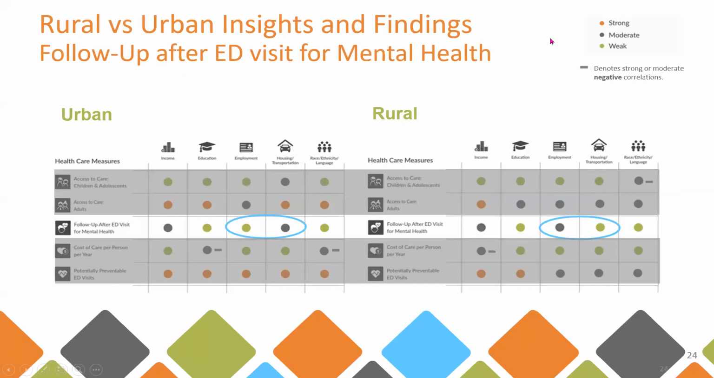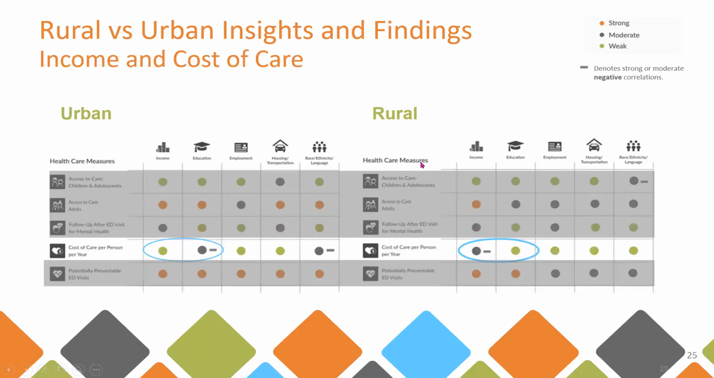So the next measure I'm going to focus on is follow-up after an emergency department visit for mental health. In urban areas, more crowded housing and less access to transportation resulted in lower follow-up rates after ED visits for mental health. Whereas in rural areas, we found that relationship for employment, but not for housing and transportation. So that was a key difference there.